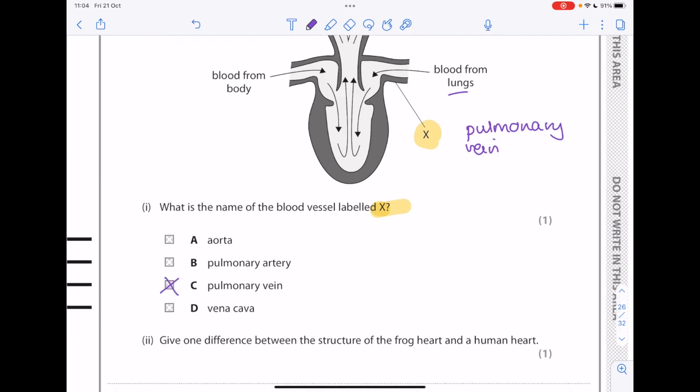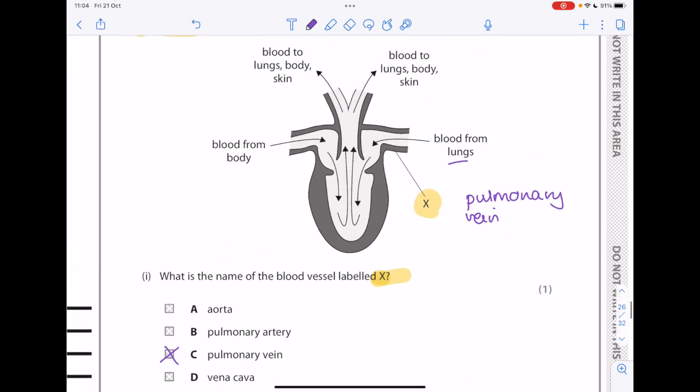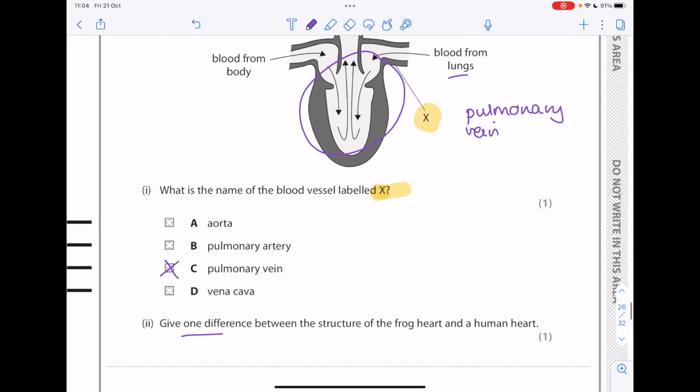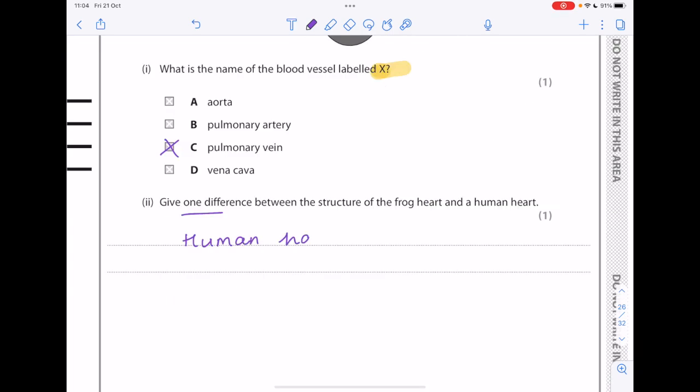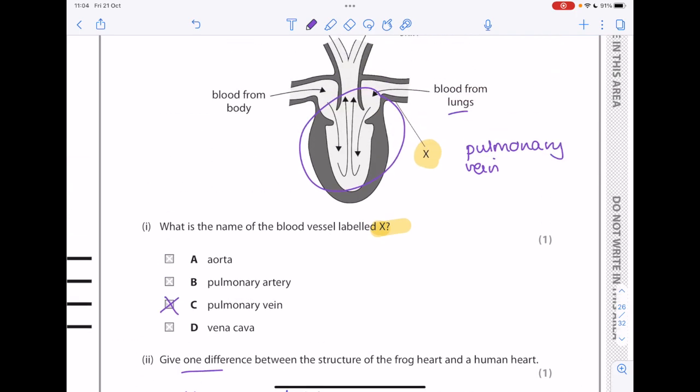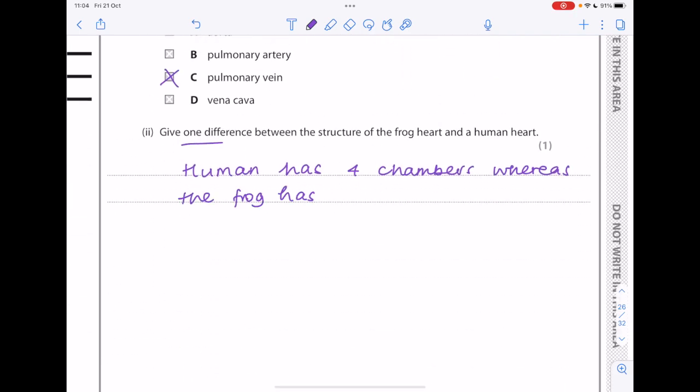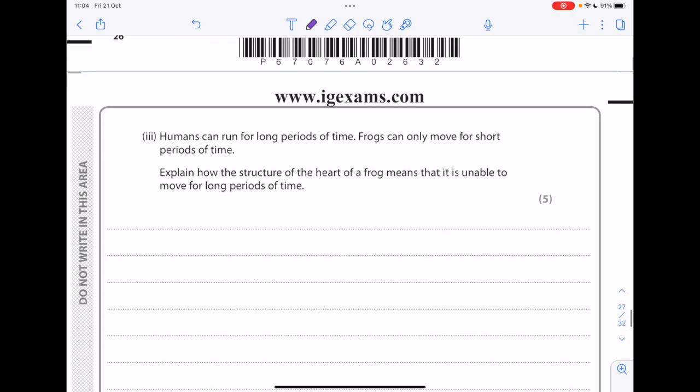C. Give one difference between the structure of the frog heart and the human heart. And just see, really, there's way fewer chambers. So the human has 4 chambers, whereas, have a look, the frog has 3 chambers. You could also mention the fact that there's no septum in the frog heart. Remember, that's the division between the left and right side, or the fact that it only has 1 ventricle.